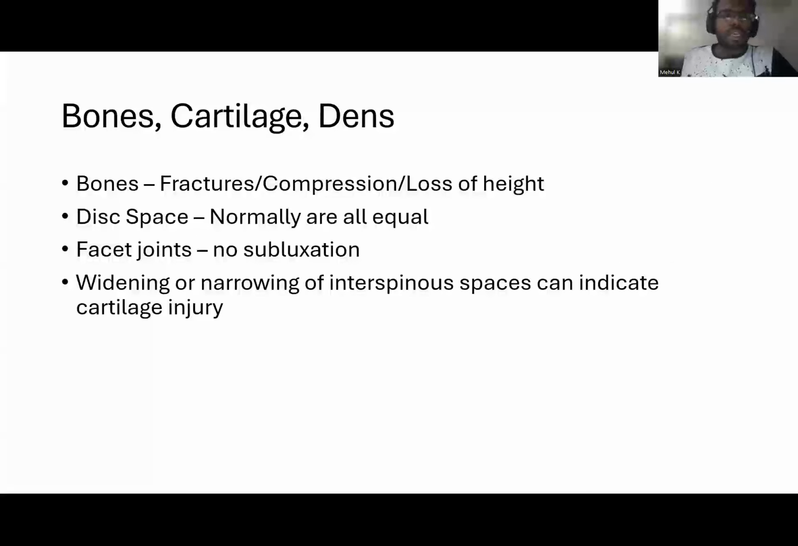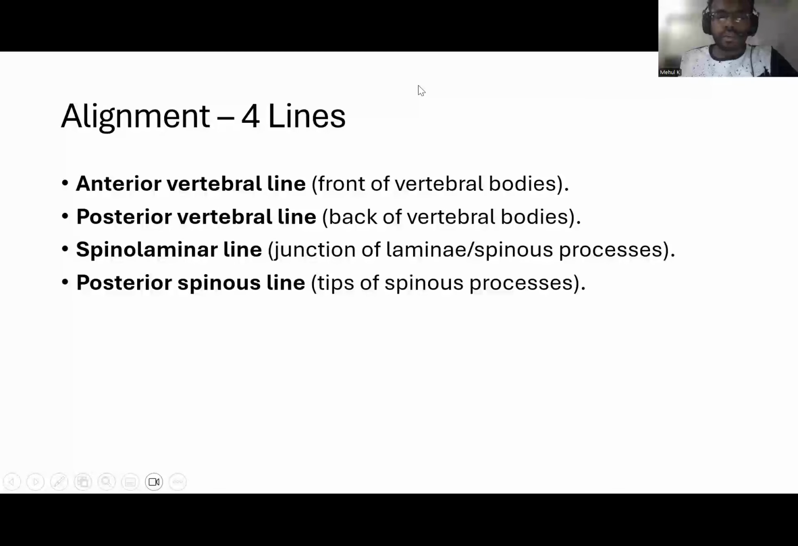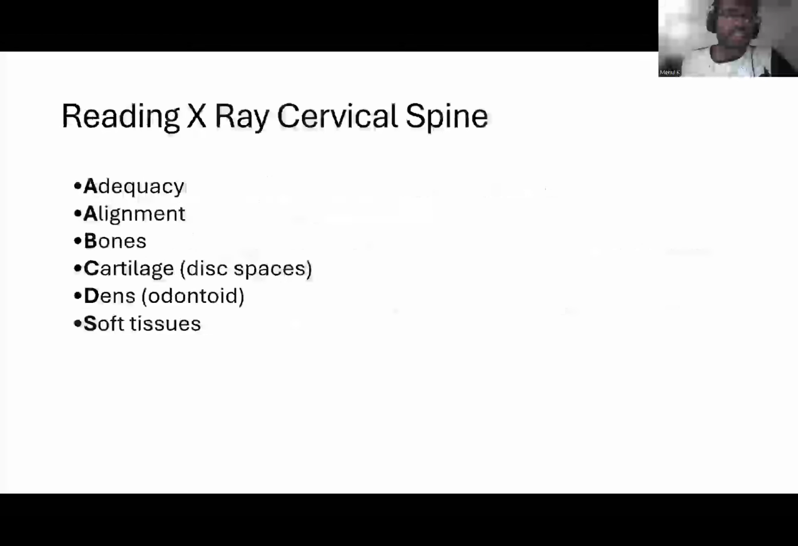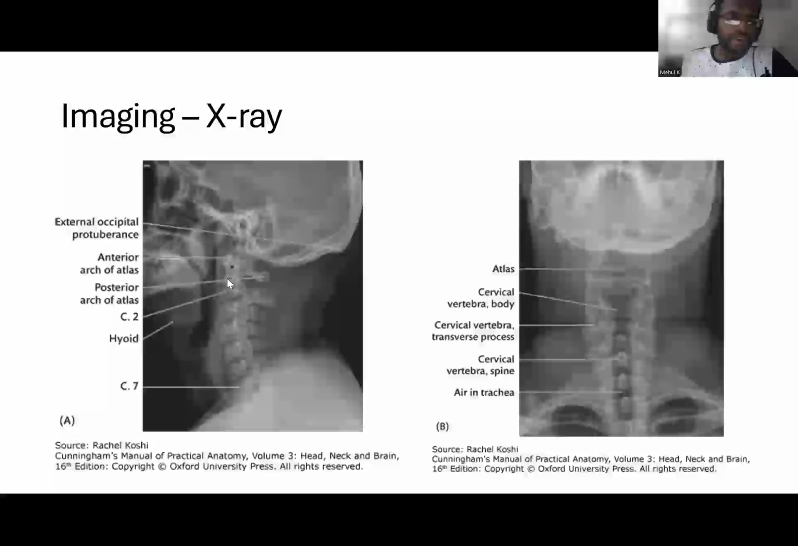The second is B, for alignment. You have the anterior vertebral line, the anterior part of the vertebral bodies; the posterior vertebral line, the posterior part of the vertebral bodies; the spinolaminar line, the junction between the spinous process and the lamina; as well as the posterior spinous line, the tips of the spinous processes. All of these lines usually form a smooth arc. If the smooth arc is not being formed and one vertebra seems to be jumping out compared to the rest, that is definitely abnormal.